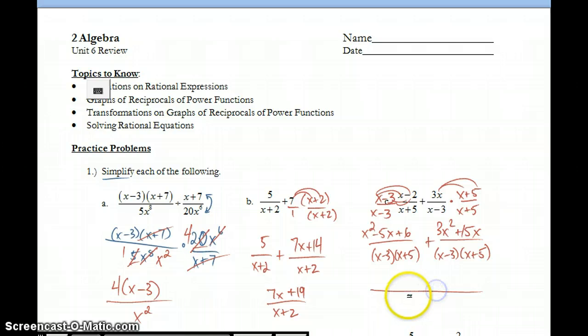We can combine these into one fraction, x minus 3, x plus 5. Combine like terms, x squared plus 3x squared is 4x squared. Negative 5x plus 15x is 10x. And we have a plus 6. And we can look to try to factor the polynomial that's in the numerator. However, that is something that I do not want you guys to have to worry about. So that answer will be perfectly acceptable.